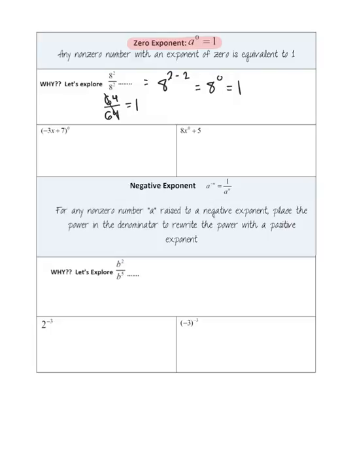So whenever you see that 0 exponent, your answer is always going to be 1, no matter what's inside the parentheses. So we've got negative 3x plus 7 to the 0 power. All that I care about is that I have a 0 on the outside of my parentheses. So this entire thing is going to simplify down to 1.